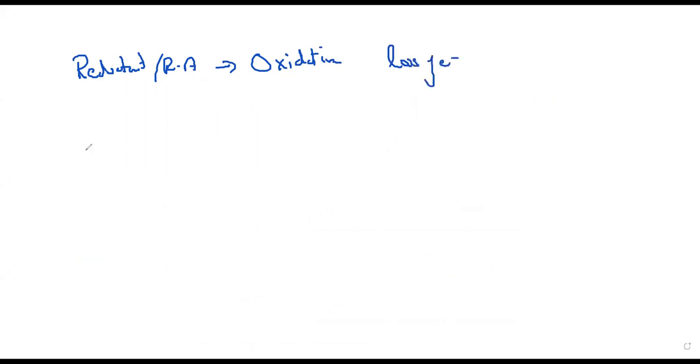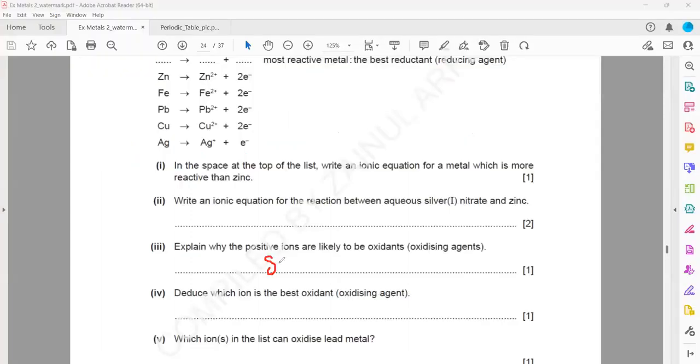And the definition of oxidant or oxidizing agent is the same as reduction, which is a gain of electron. So why are the positive ions likely to be oxidant? Because they can gain electron. Which is the best oxidant? Which one can gain electron easily? That is silver ion, because a less reactive metal ion can take their electron back easily as compared to a more reactive metal ion.